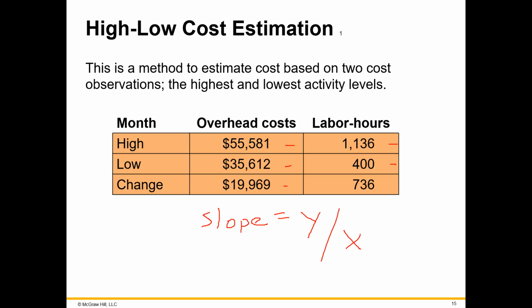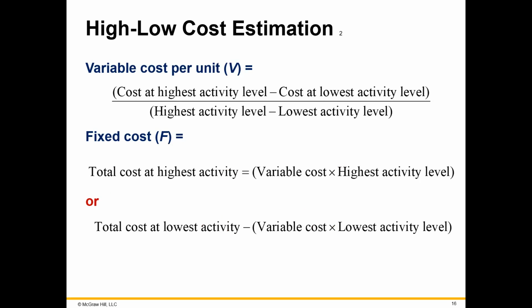So we're going to take this formula, which basically says the difference in overhead cost divided by the difference in labor hours is going to give us our variable cost. And then to find fixed cost, now that we know our variable cost, we can just take that amount and multiply it by either the highest activity level to get total cost at the highest activity level, or we multiply it by the lowest activity level to get the total cost at the lowest activity level.